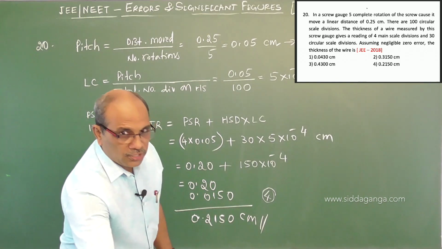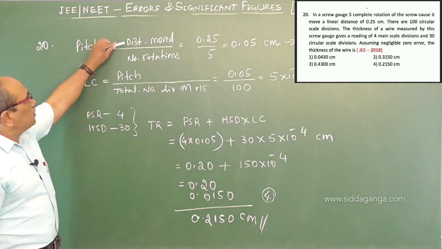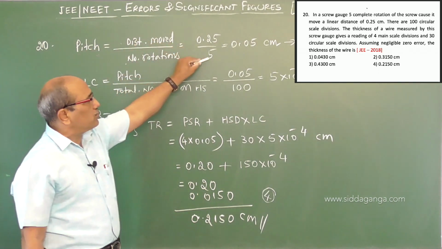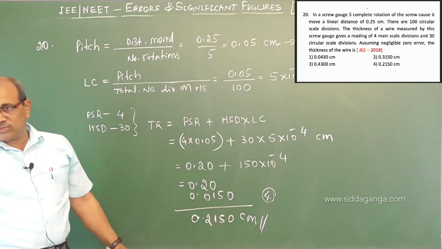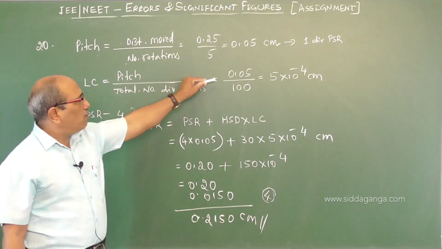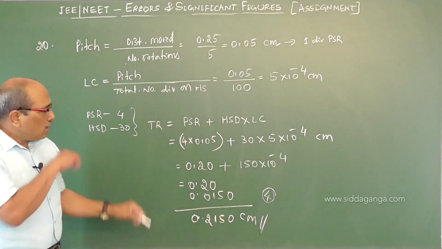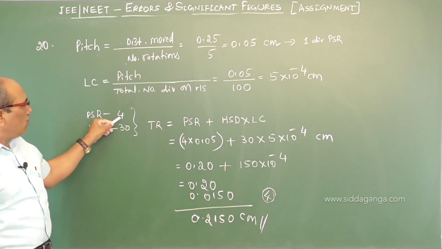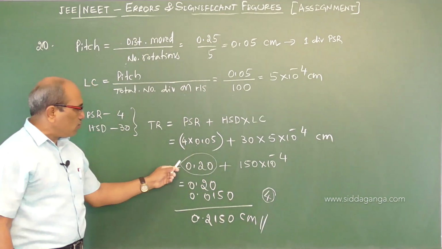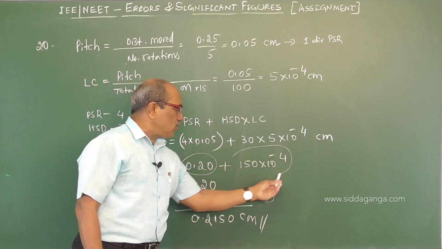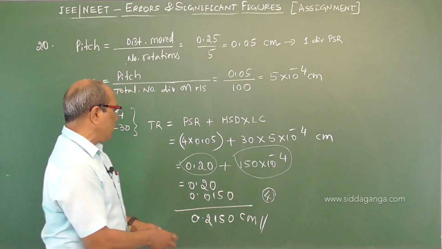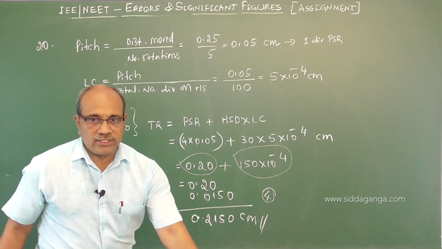So I hope you understood here that the distance moved by the number of rotations gives you the reading of each division of the pitch, which is equal to 0.05 centimeter. Least count is pitch upon total number of divisions on the head scale, 0.05 by 100. Pitch scale division given is 4, so the value is 4 into the value of each division. That gives you the main scale reading. And this is the head scale into the number of divisions moved on the circular scale. That gives you the final answer. Hence, option number 4.